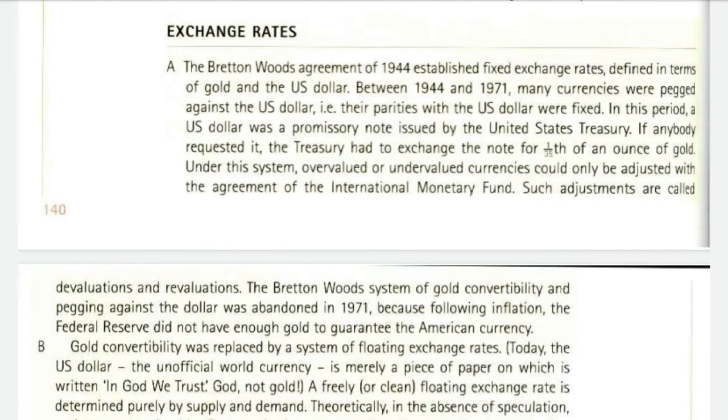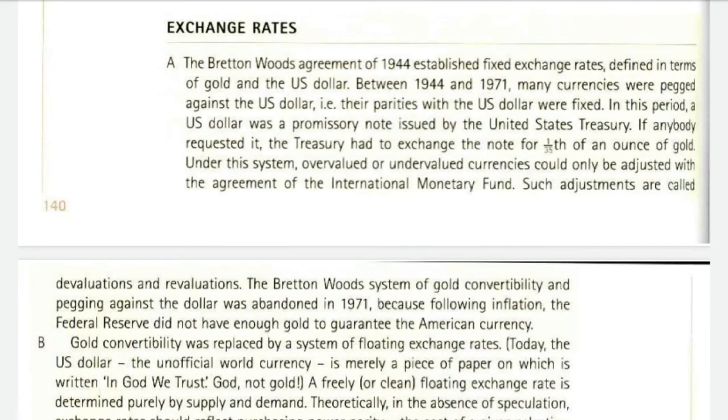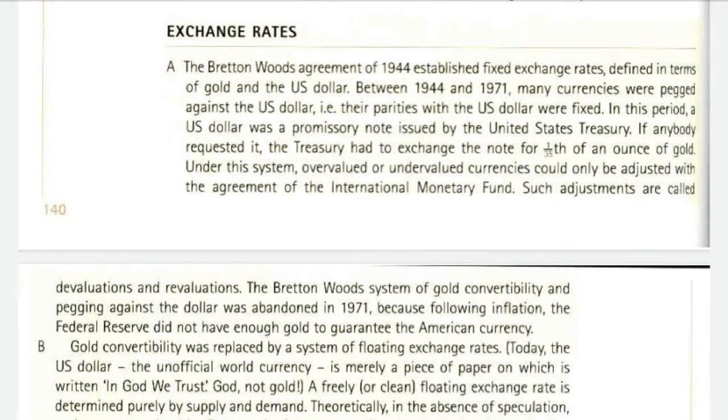A. The Bretton Woods Agreement of 1944 established fixed exchange rates defined in terms of gold and the US dollar. Between 1944 and 1971, many currencies were pegged against the US dollar, i.e., their parities with the US dollar were fixed. In this period, a US dollar was a promissory note issued by the United States Treasury. If anybody requested it, the Treasury had to exchange the note for 1/35 of an ounce of gold.